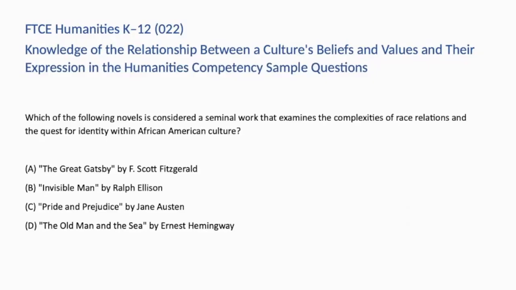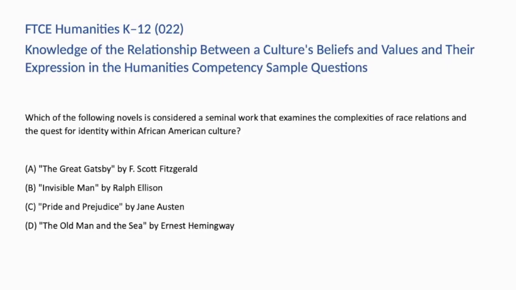Which of the following novels is considered a seminal work that examines the complexities of race relations and the quest for identity within African American culture? A. The Great Gatsby by F. Scott Fitzgerald. B. Invisible Man by Ralph Ellison. C. Pride and Prejudice by Jane Austen. Or D. The Old Man and the Sea by Ernest Hemingway.